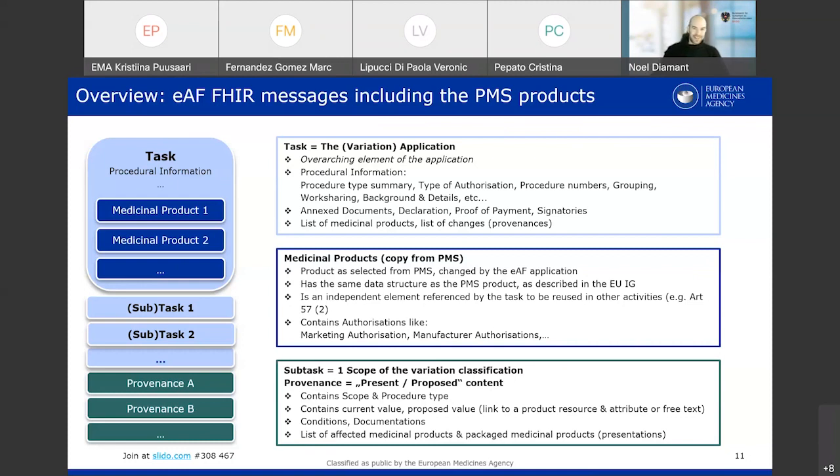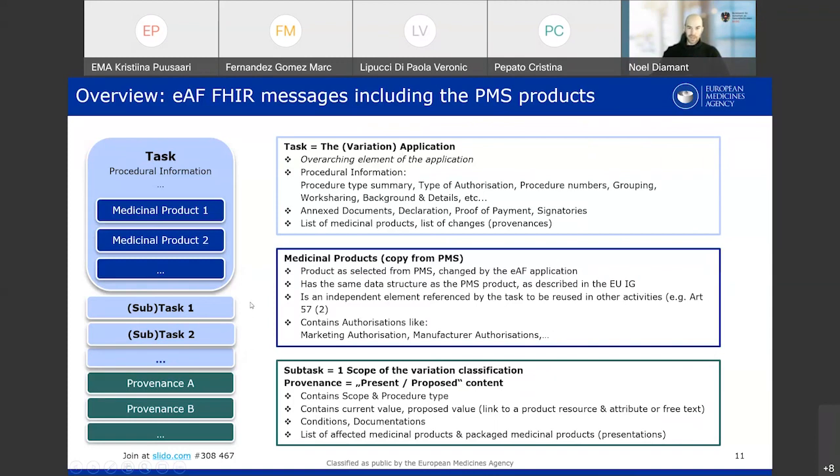Now going into the detail, the task resource that you can see here is the thing that we call an application. There were lots of possibilities to do this in FHIR. In the end, after discussing with many people, we decided to take the task resource to encode our variation application. For now, it's just variation. In the future, this task might be an MAA form, it might be a renewal one. It is the overarching element that keeps together the products and something we call the change part.